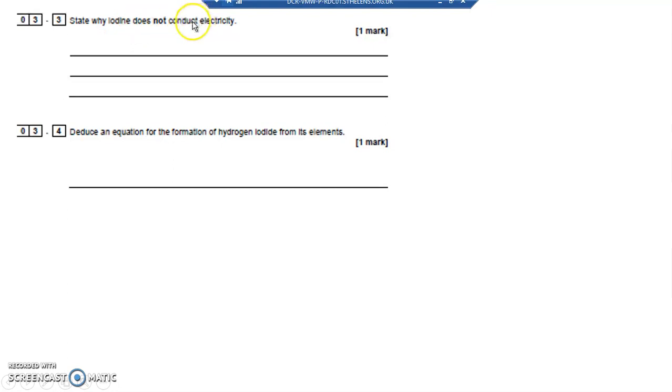Suggest why iodine does not conduct electricity. Well, electricity only conducts through a material if it's got delocalized electrons. Iodine has no delocalized electrons, so it's got no moving electrons in there.